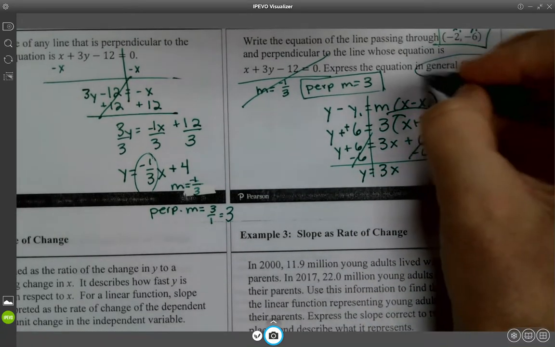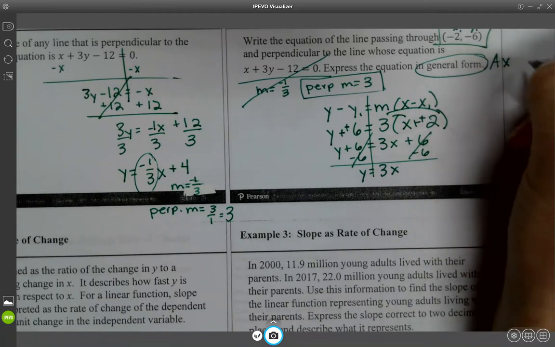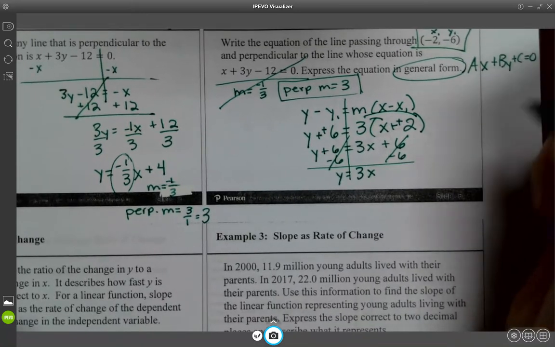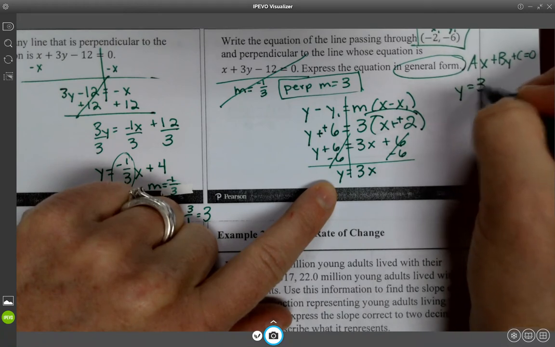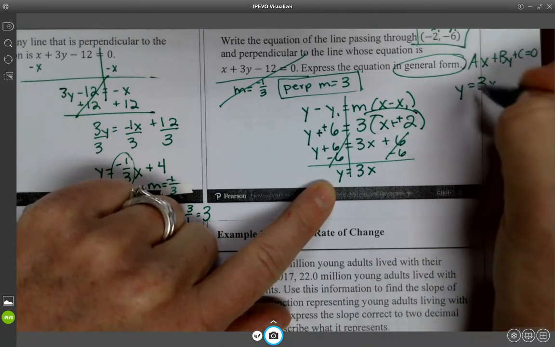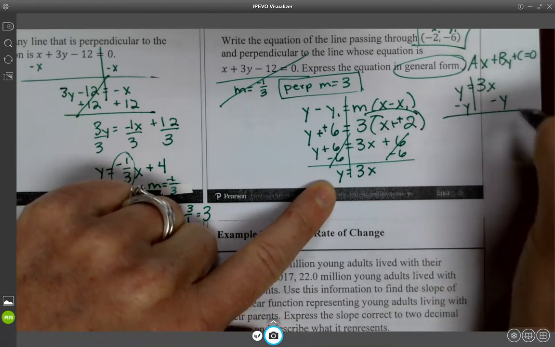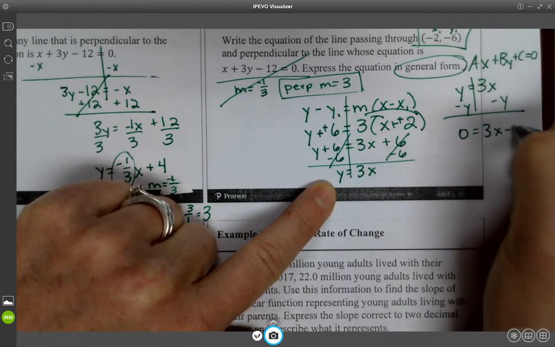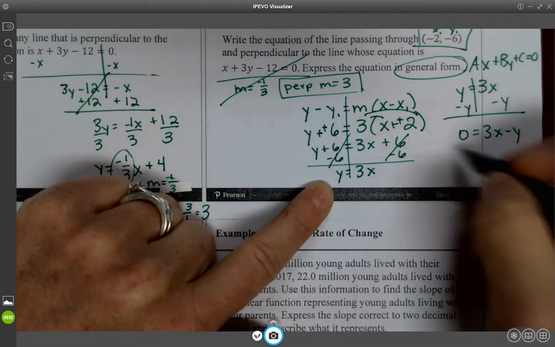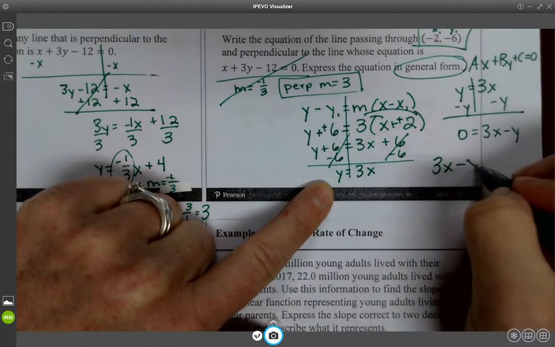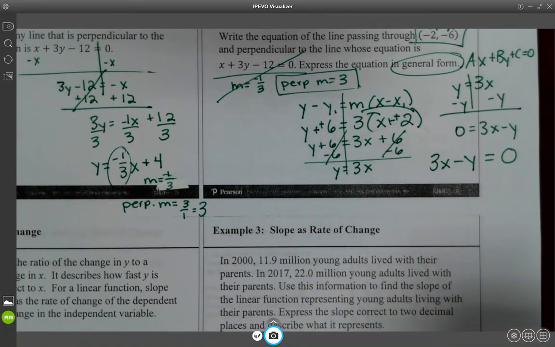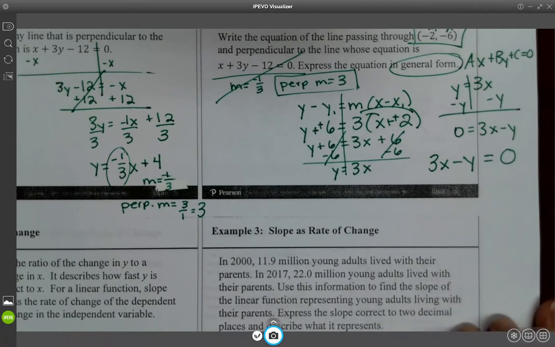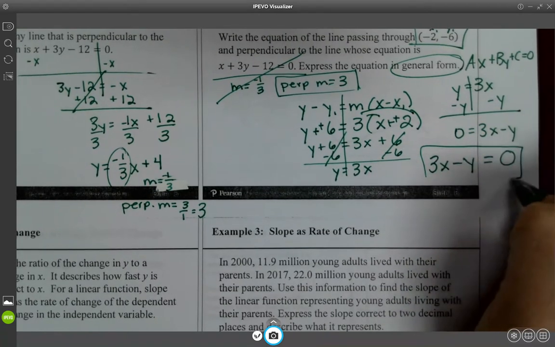They do want us to write it in general form. So general form is like ax plus by plus c equals 0. So if I have y equals 3x, what I could do is move it over here and I get 0 equals 3x minus y. And then just flip them around. 3x minus y equals 0. We don't have a constant because the constant's canceled out. So this would be our general form.